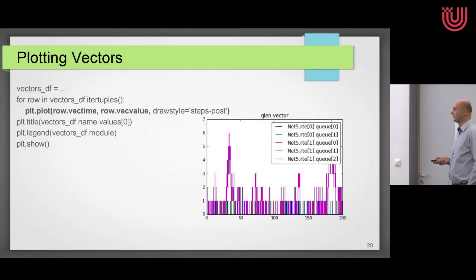Okay, how do we plot vectors? It's actually a lot simpler than plotting scalars, because we can just select a subset of vectors, loop through them, and for each row we'll have two columns. One column is the time, which is a vector. The other is a vector which contains the values. So we can just plot them using the matplotlib line plotting function.